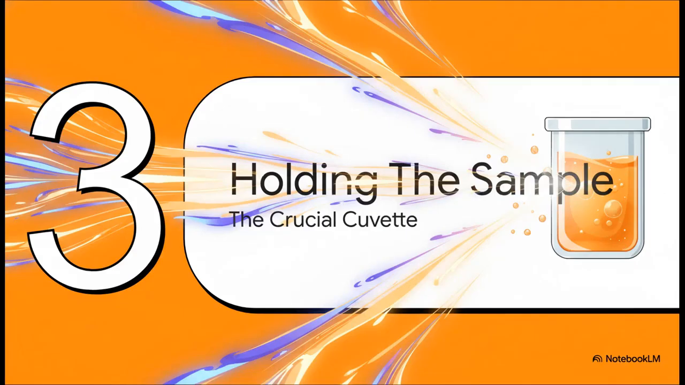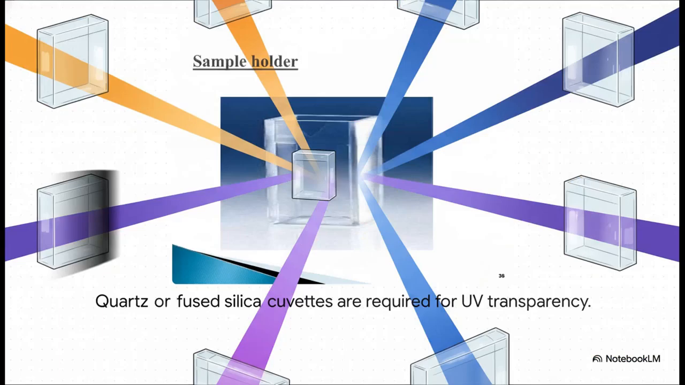Section 3. Holding the sample, the crucial cuvette. Our photon now leaves the monochromator and enters the sample compartment. This is where it will actually interact with the chemical inside a little rectangular sample holder known as a cuvette. Now, if you're just doing visible light spectroscopy, a cheap optical glass or even a plastic cuvette is perfectly fine. But here's the catch. Standard optical glass strongly absorbs ultraviolet light below 320 nanometers. Literally, if you put your UV sample in regular glass, the glass itself absorbs the photon, and your detector sees absolutely nothing. Because of this, for UV studies, you have to use specialized, highly transparent cuvettes made from fused silica or quartz.